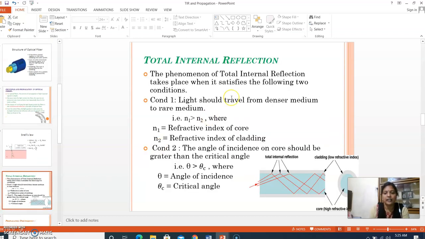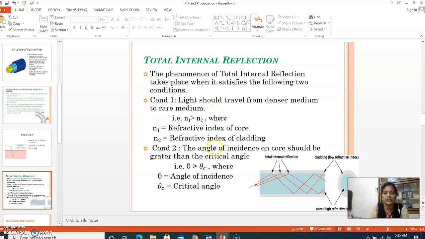Now, how will light propagation take place in an optical fiber? We have two conditions in an optical fiber. The first condition is n1 should be greater than n2, that is, n1 is the refractive index of the core and n2 is the refractive index of the cladding. So n1 should be greater than n2. That is the first condition.